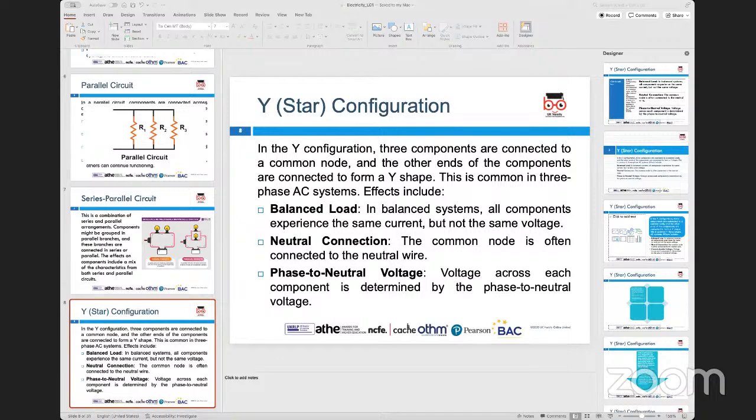Now, the next type of configuration that we get to see is what is called the star, Y, and delta configurations. Here they are commonly used in what is called three-phase power systems.